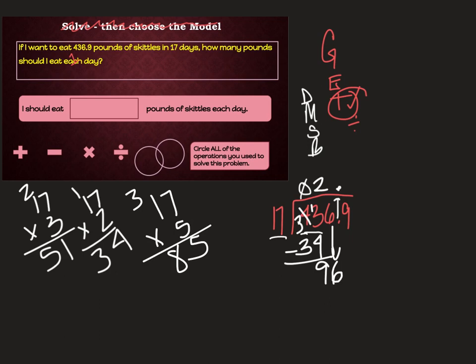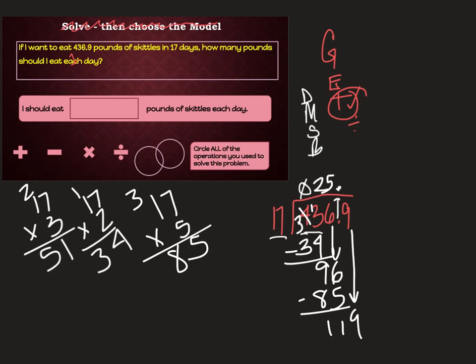So let's put a 5 here. And 5 times 17 is 85. I can subtract. 6 minus 5 is 1. 9 minus 8 is 1. And I bring down the 9. So I have 119.